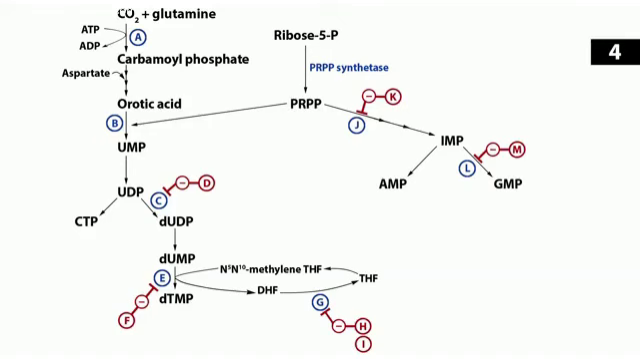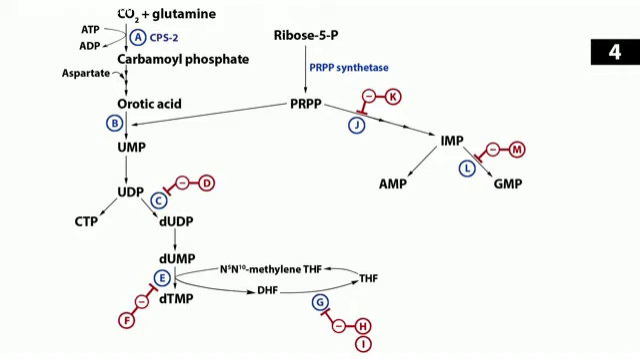Take a look at this diagram in the study guide. You don't need to memorize the entire pathway, just focus on the key enzymes. Pyrimidine synthesis starts with CO2 and glutamine, and you use some energy from ATP and make carbamyl phosphate. That's the rate-limiting step. And again, the enzyme that catalyzes this is carbamyl phosphate synthetase 2. That's enzyme A.